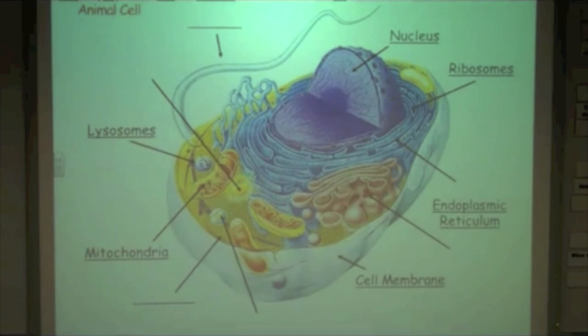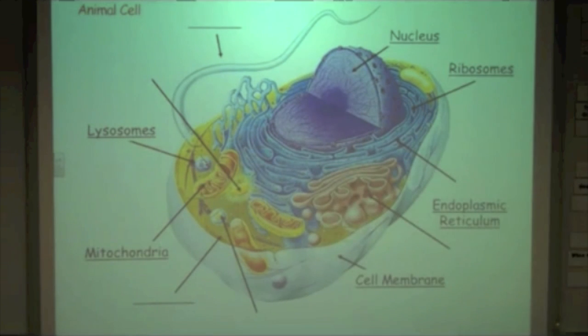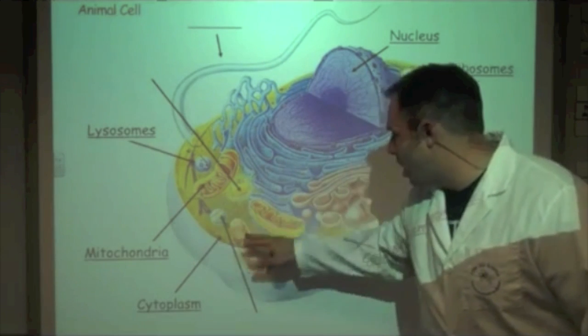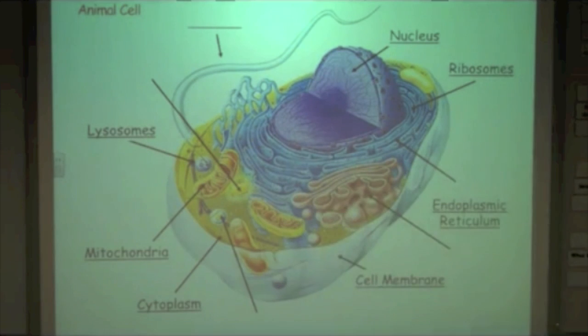Lysosomes. Lysosomes, again, those are our little janitors, our little cleanup crews of the cell. Lysosomes right here, they're responsible for taking care of all the waste and all the trash and all the garbage of the cell. Cytoplasm, right here, all the empty space. It's a jelly-like material that is between all the organelles. All of the organelles are suspended or sit in this cytoplasm.